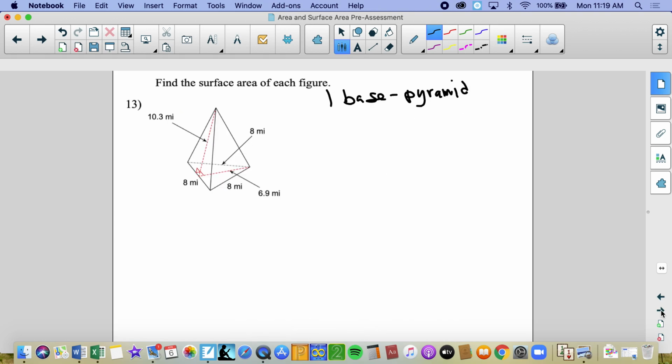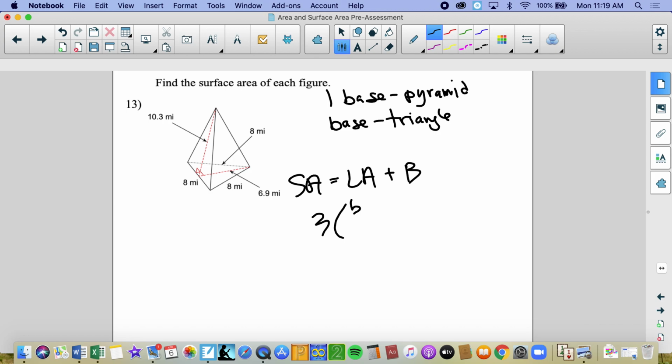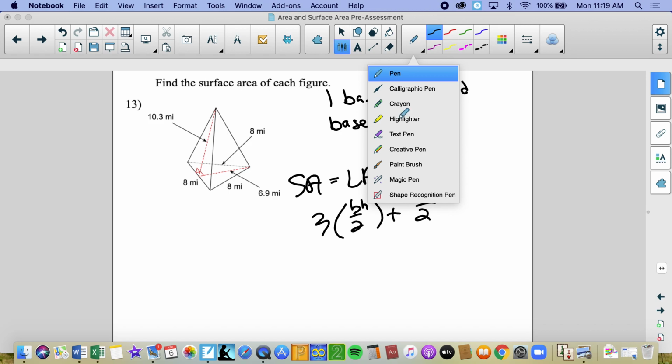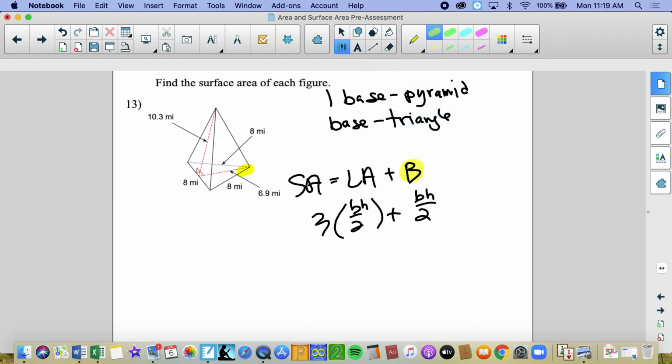And my base shape here, this time, is a triangle. So a triangle has 3 sides. So when I'm looking at my surface area equals my lateral area plus my base, my lateral area is only going to have 3 triangles. And then my base shape this time is a triangle. So my base is this triangle. My lateral area is going to be this triangle, the top one.